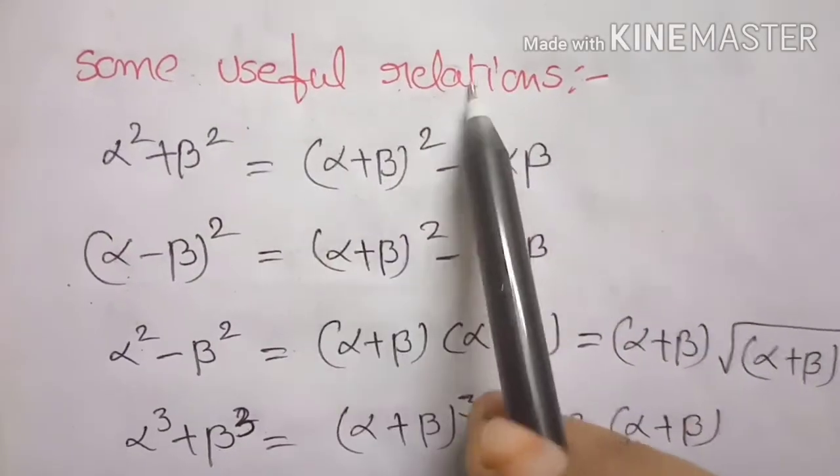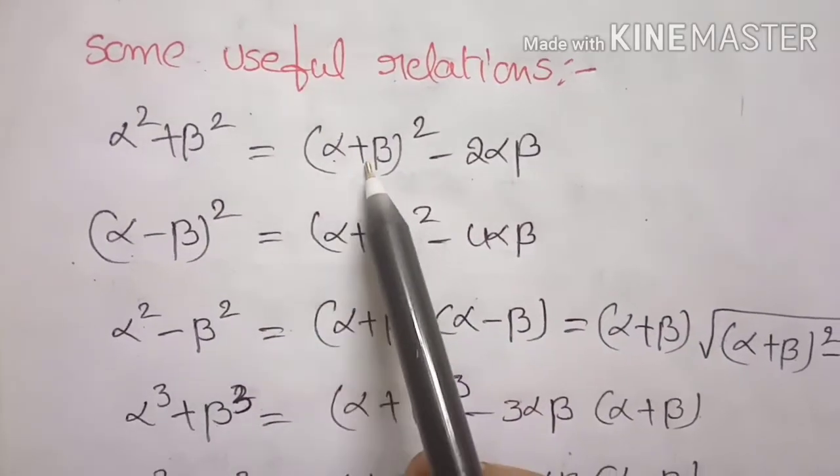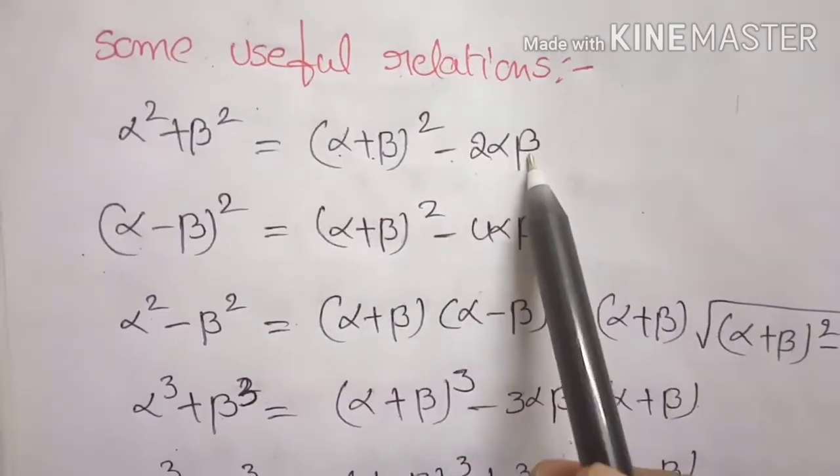Some useful relations. First one, alpha square plus beta square is equal to alpha plus beta whole square minus 2 alpha beta.